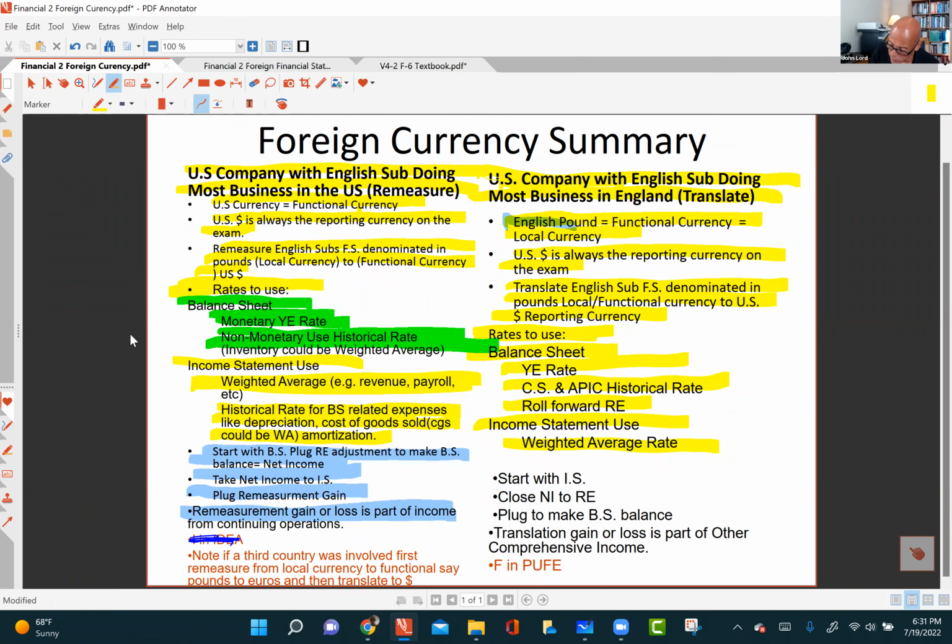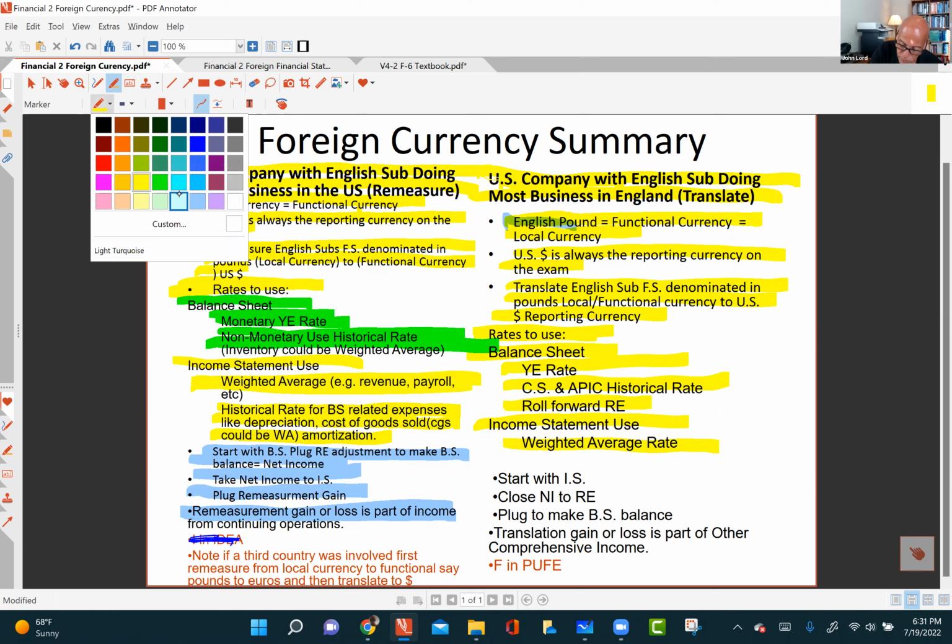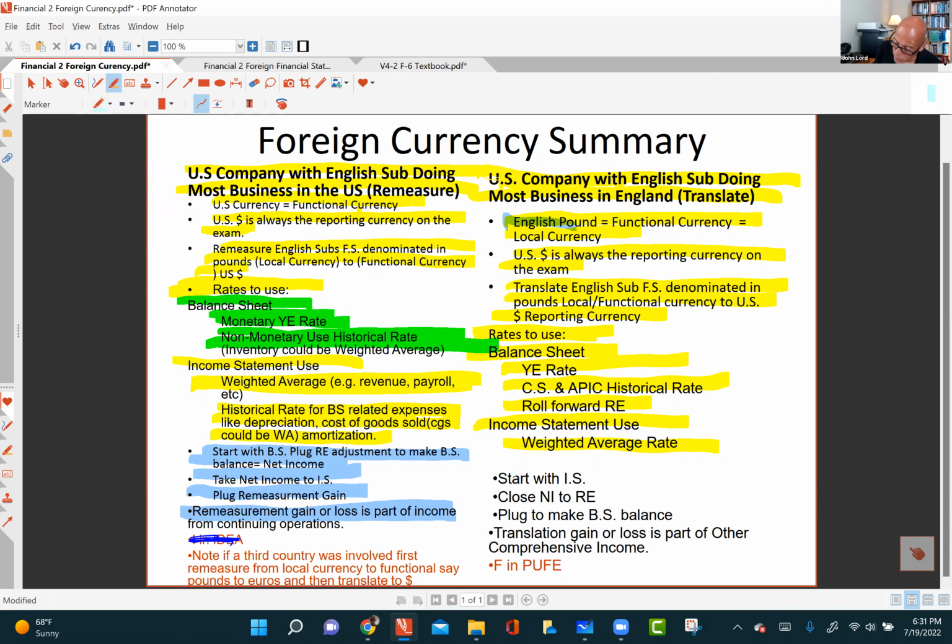Now, the process here. We're going to stay consistent with the colors, so go with the blue. Now we start with the income statement. We close net income to retained earnings, and we will plug a number to make the balance sheet balance. And that plug is part of comprehensive income. It is the F in our mnemonic, puffer or whatever that mnemonic was that we used before, but it is part of comprehensive income. It is not part of our ordinary income like it would be with the remeasurement method.